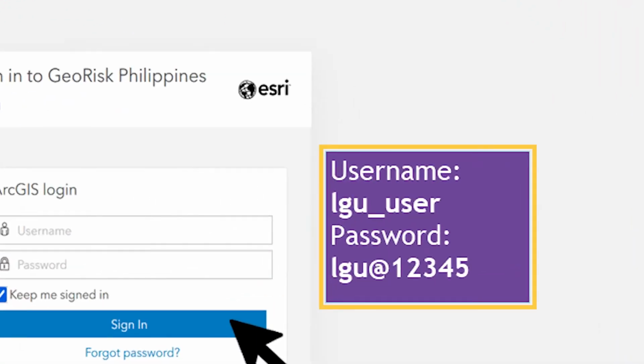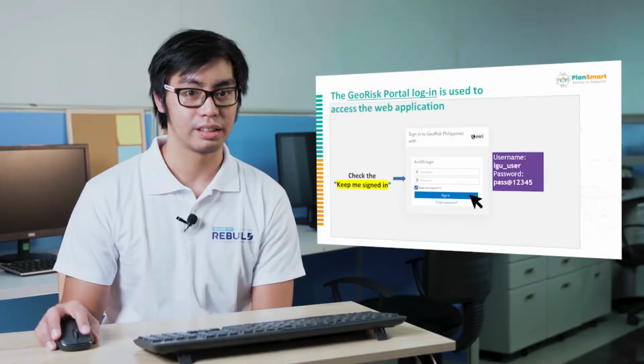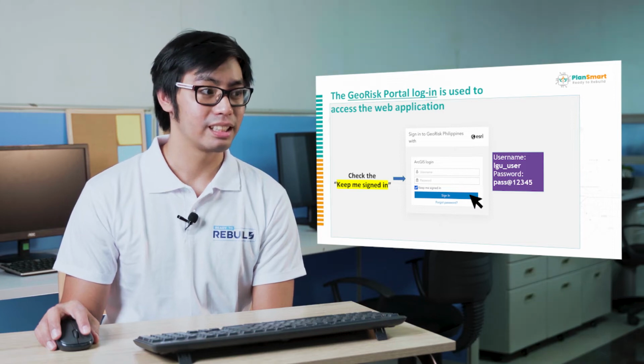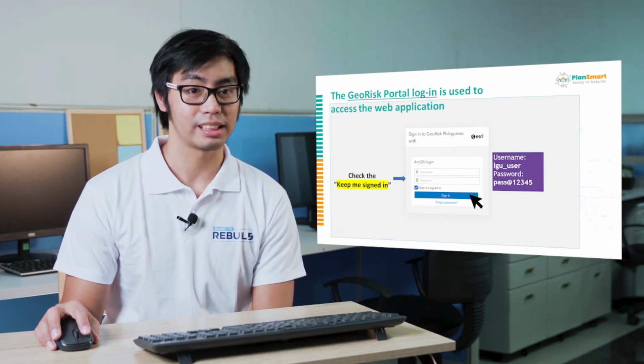After clicking View Application, you will now see the portal login. In the portal login, you will use the username LGU_user and the password pass@12345. Again, the group account for the portal login is LGU_user, and the password is pass@12345. So after you type this, click the Keep Me Signed In checkbox, and then click Sign In.